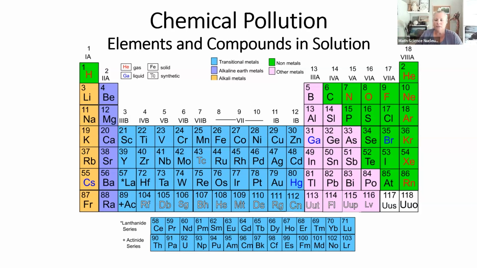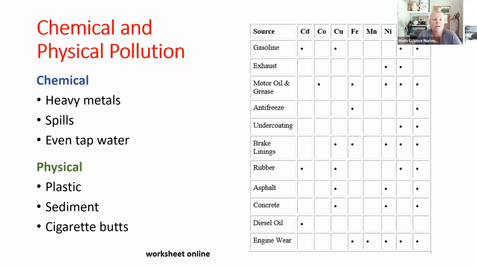Now we're going to be using this periodic table to identify a lot of the pollution that we get at Tule Ponds and all around our local community. Now we're going to be looking at, again, the chemical and the physical pollution that we have. Physical pollution is anything that's on the ground. Once it rains, it's going to end up in our stormwater.